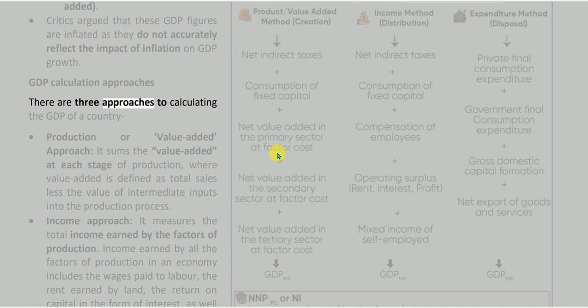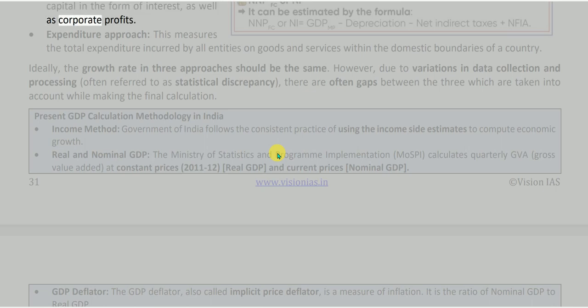GDP calculation approaches. There are 3 approaches to calculating the GDP of a country. First, production or value-added approach. It sums the value added at each stage of production, where value added is defined as total sales less the value of intermediate inputs into the production process. Second, income approach. It measures the total income earned by the factors of production. Income earned by all the factors of production in an economy includes the wages paid to labor, the rent earned by land, the return on capital in the form of interest, as well as corporate profits.